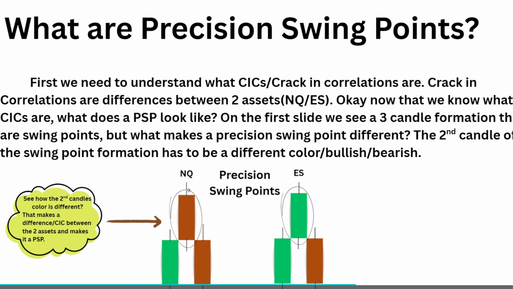Now, what makes this a precision swing point? The second candle of that 3-candle formation has to be a different color. As we can see, right here we have a red candle, and right here we have a green candle, making this a precision swing point. The second candle has to be a different color, bearish or bullish. This is what makes it a precision swing point rather than a normal swing point, a swing high or swing low, this being a bullish scenario.